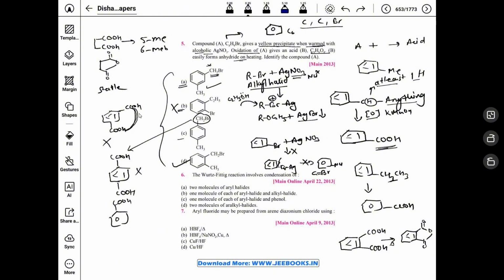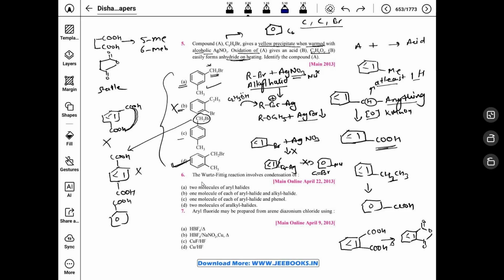So therefore, we can easily understand that this CH2Br can oxidize to carboxylic acid. And then methyl, we know that methyl oxidation gives carboxylic acid. But we have to choose the orientation of these two groups, and the best orientation will be D, because only then can you get anhydride on heating. So I hope it is clear to you now.